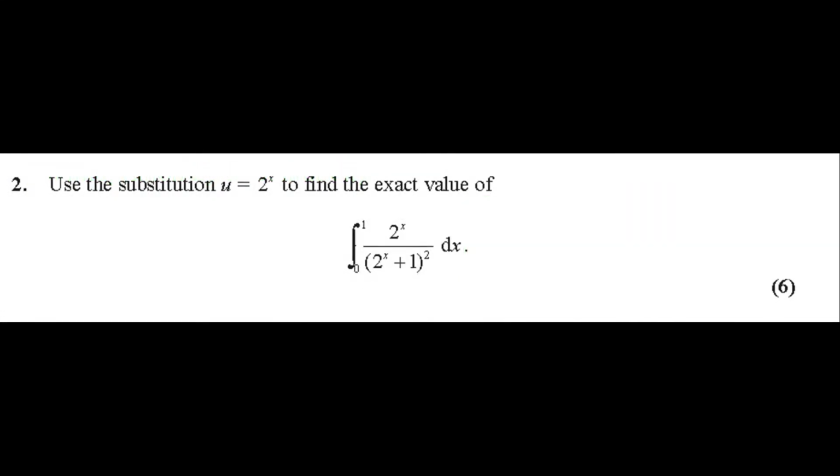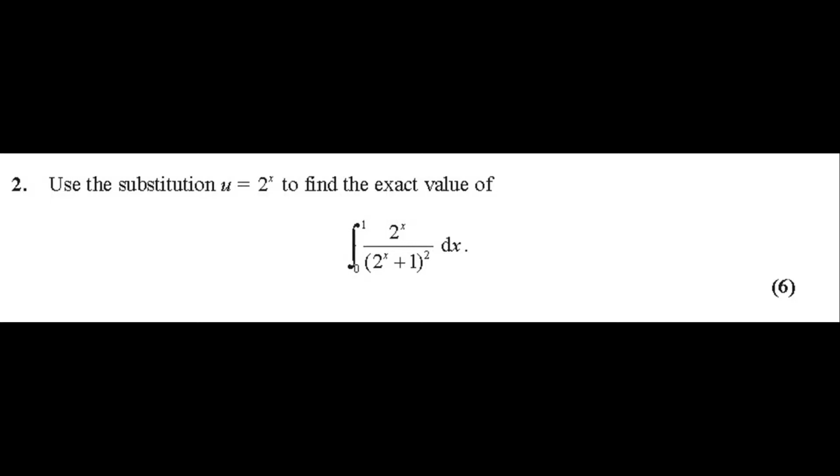Hi there, in this video I'm going to do a past exam question on integration. So let's take a look at the question. Question number 2: use the substitution u equals 2 to the power of x to find the exact value of the definite integral between limits 0 and 1 of 2 to the power of x over (2 to the power of x plus 1) squared with respect to x. So let's see how this can be done.